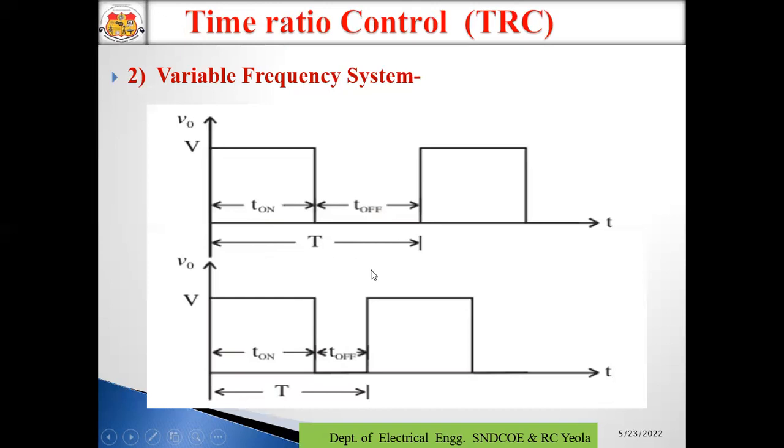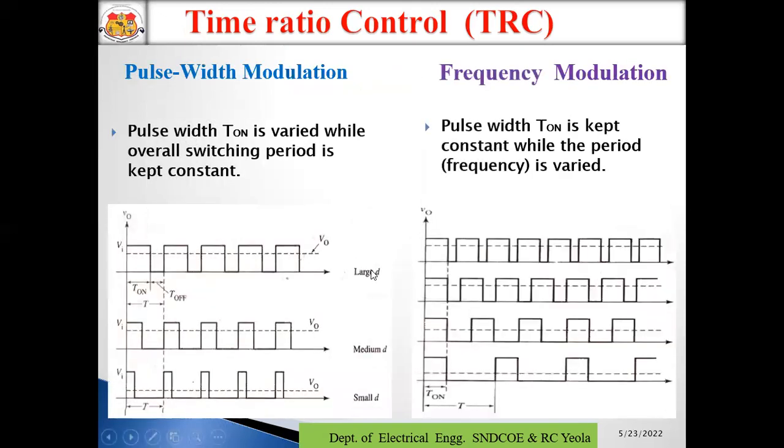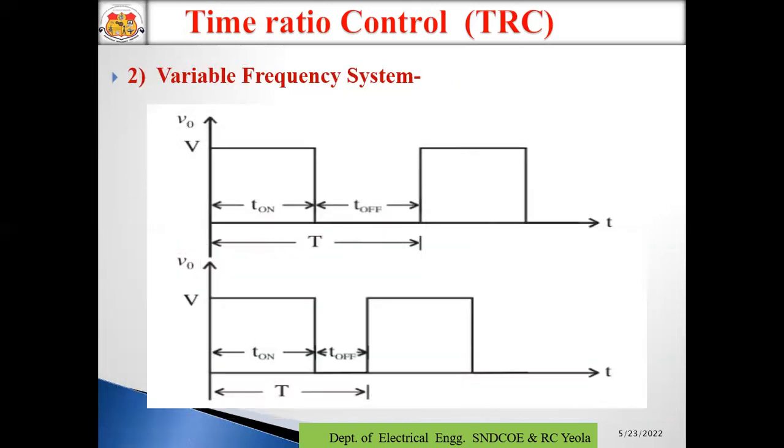In that graph, the plot is between V0, that is the output voltage, with respect to time. In that figure, you can observe that we have kept T on time constant, but T off time is varied. In the first figure, this is the width of the T off time, and in the second figure, this is the width of the T off time, which is greater than the first. So this is all about the concept for the variable frequency system.